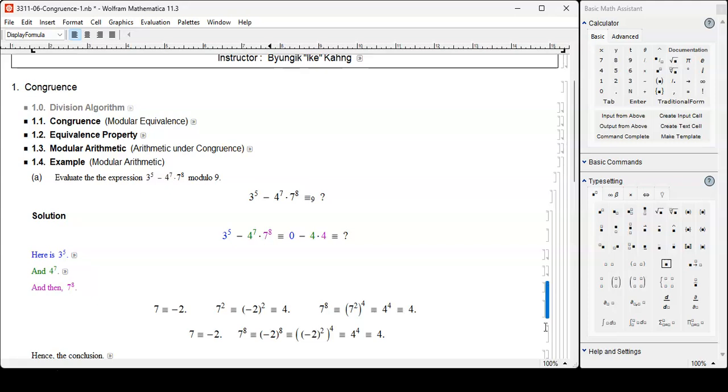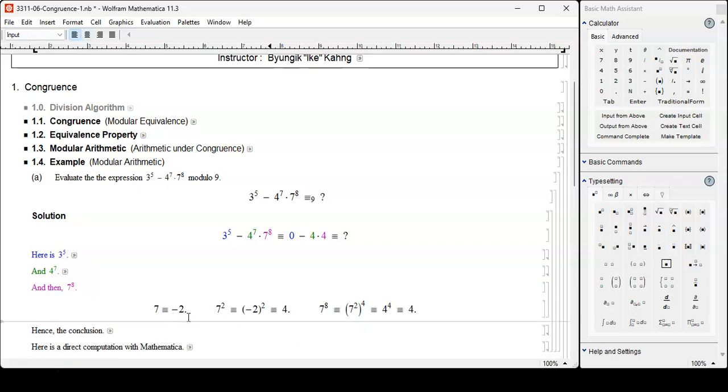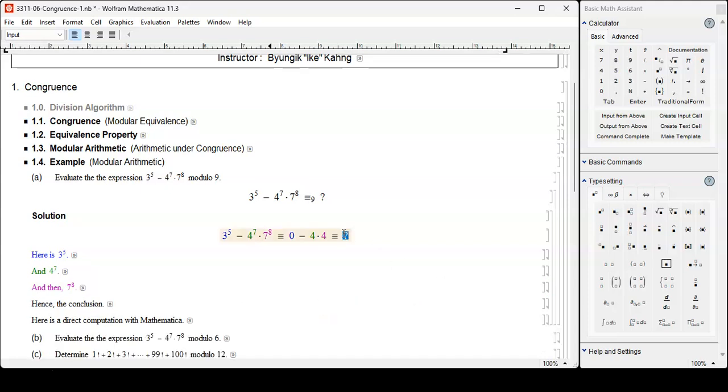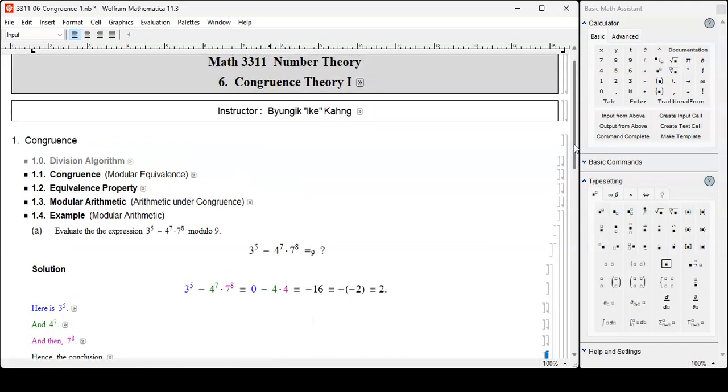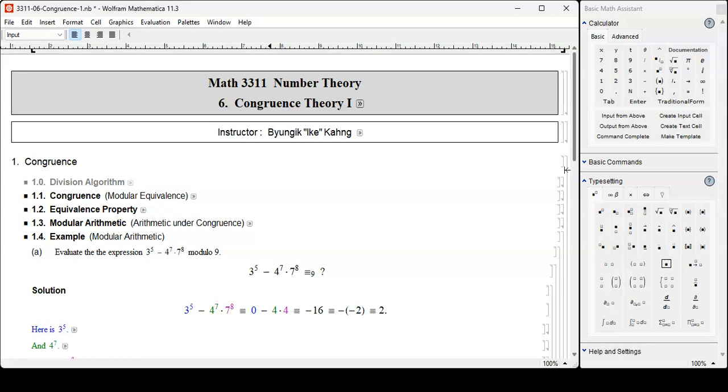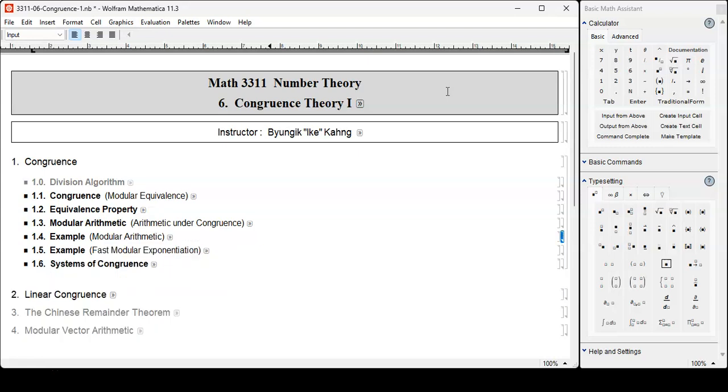Let's see, what do you have here? Yep. 7 is congruent to -2 modulo 9. So 7 squared is -2 squared, so 4. So 7 squared to the 4th power is 4 to the 4th power, that's 4. So what do you have? 4 times 4 times... -16. But then again, that's the negative of -2, so it should be 2. Yeah, it should be 2. So we can do this modular arithmetic freely with all kinds of addition and multiplication repeatedly.